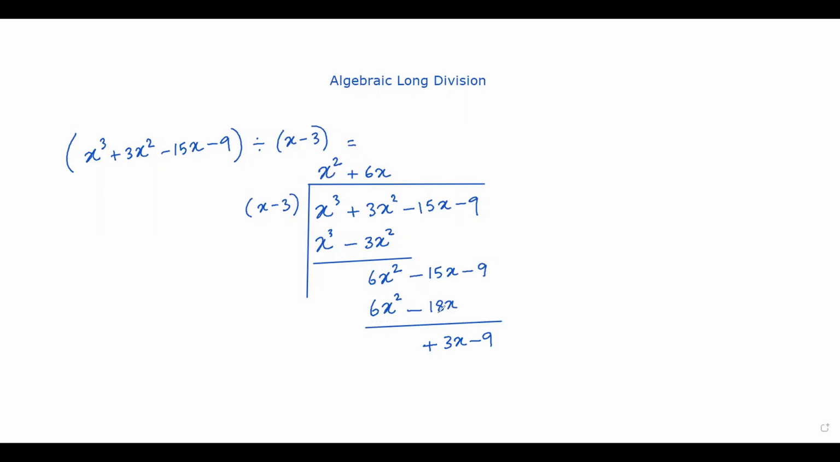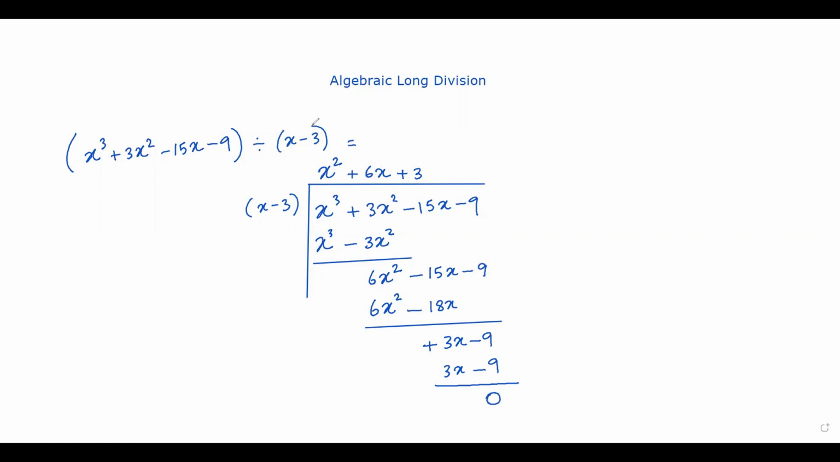How can I make a 3x from the x? I need to multiply it by a plus 3. Plus 3 times the x is 3x. Plus 3 times the minus 3 is a minus 9. So 3x take away 3x is 0. Minus 9 take away minus 9 is also 0. So therefore, it's a 0.